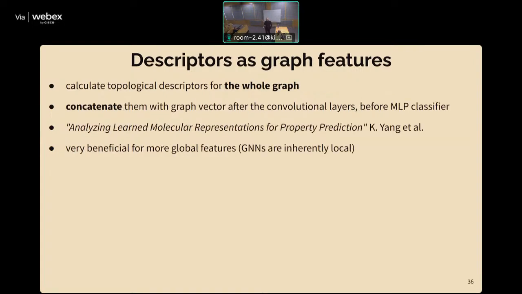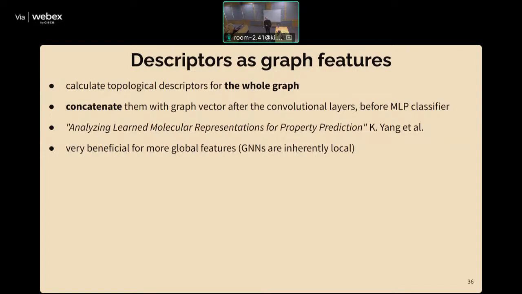So this is also the simplest way to incorporate topological descriptors. You can also use them as whole graph features. This is especially useful in chemistry, where those descriptors can be very global in reach. You have a lot of different descriptors that have proven to be very useful. So we compute the descriptors for the whole graph. For example, the Wiener index is naturally for the whole graph.